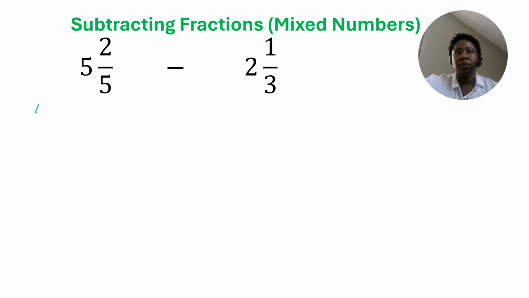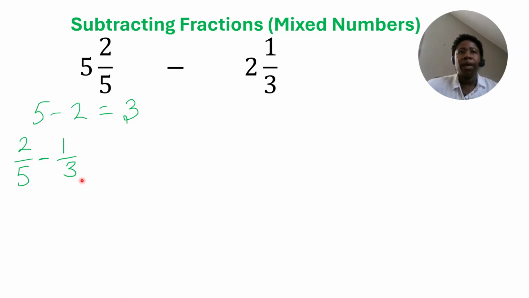So first we're going to subtract 2 from 5. So 5 minus 2 is 3. We have 2/5 and subtract 1/3. But we realize that the denominators are in fact different. So we can't go ahead and subtract 1/3 from 2/5. We first have to find the lowest common denominator and then do the subtraction.